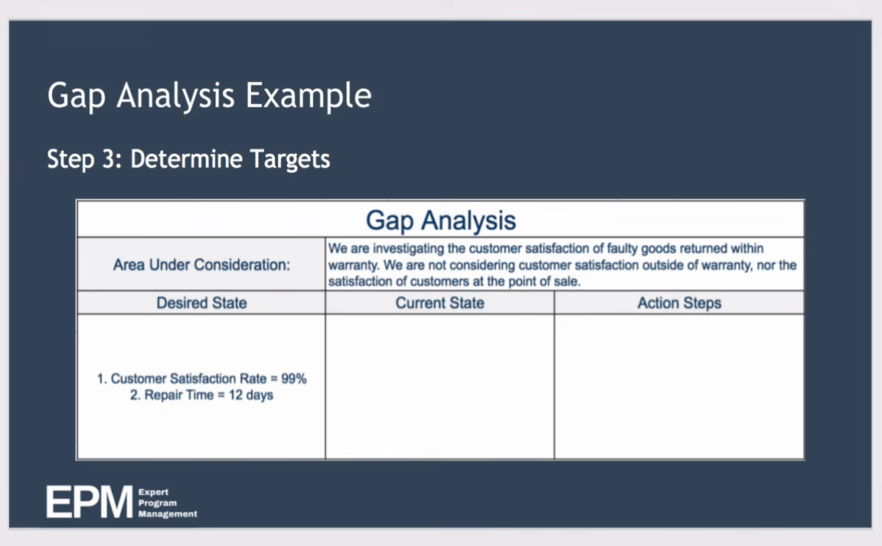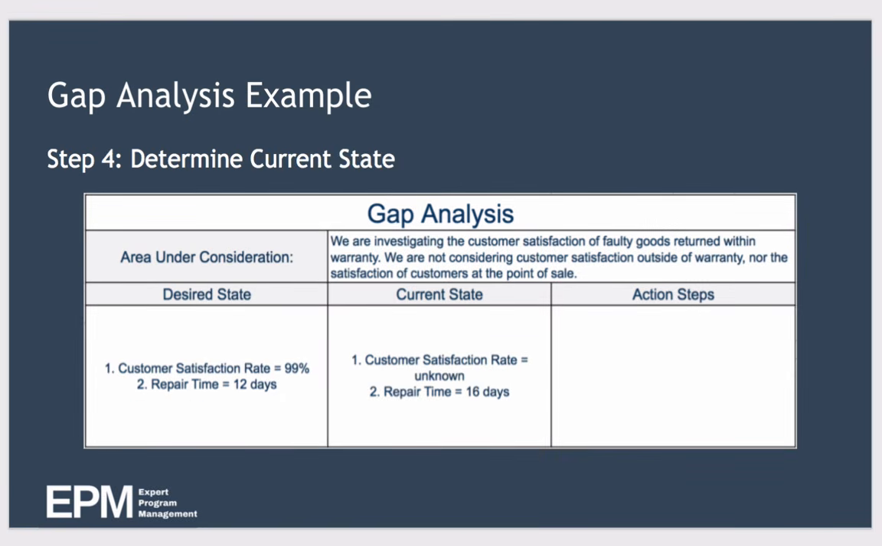The third step is to determine targets for each of these metrics, and the company decides to benchmark its best competitors to do this. Now, from doing this, it determines that to compete with the best in the industry, it should be aiming for a customer satisfaction rate of 99% and a repair time of 12 days. And it decides basically to choose these values as its targets for these areas. And you can see that reflected in this diagram here.